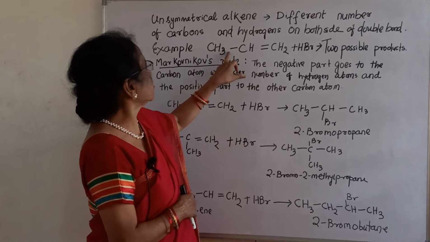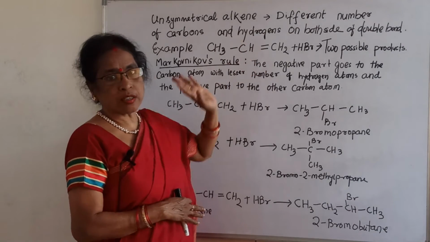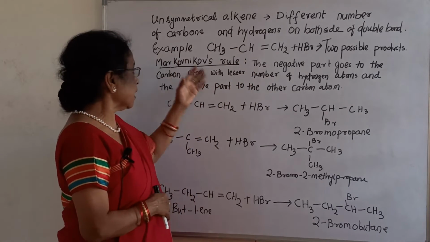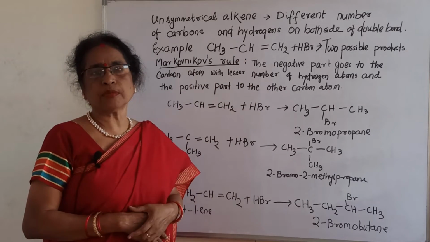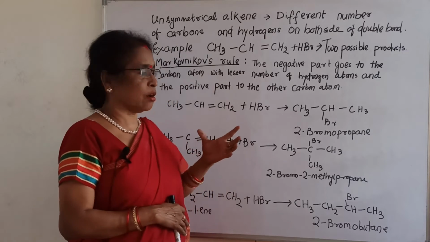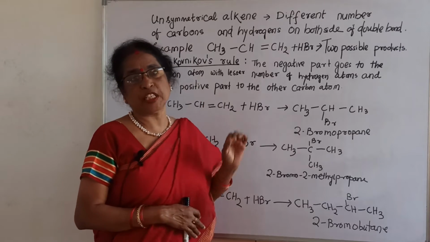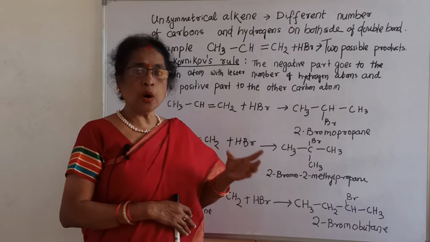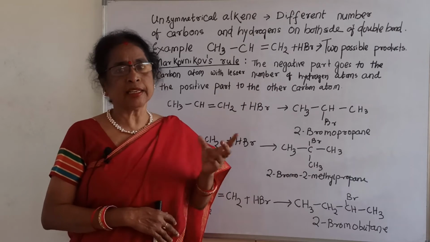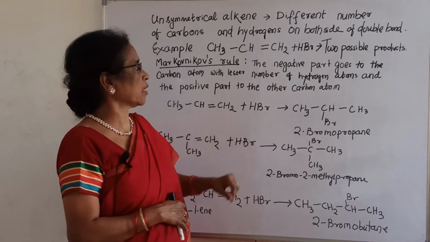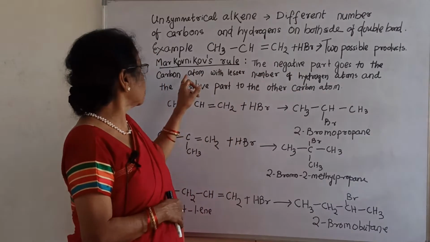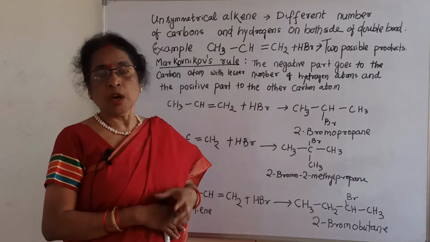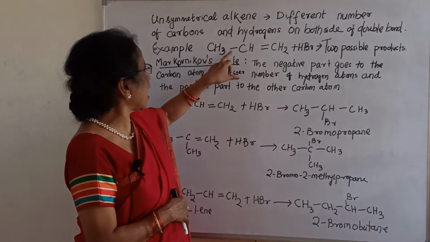Now here you can observe this is called an unsymmetrical alkene. What is that? Propene. So when the two products form, the scientist Markovnikov gave his rule. The rule says that the negative part of the hydrogen halide, there is a negative part and a positive part, goes to the carbon atom which has fewer hydrogen atoms. Now say how many carbons are there?